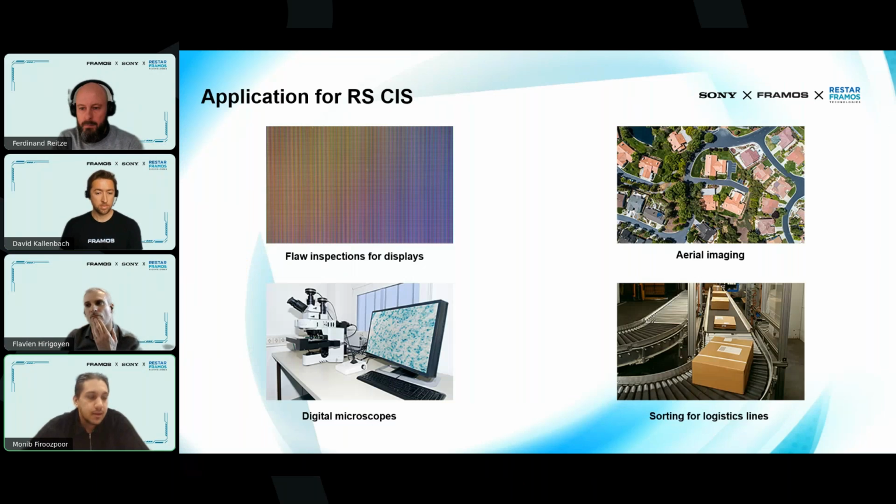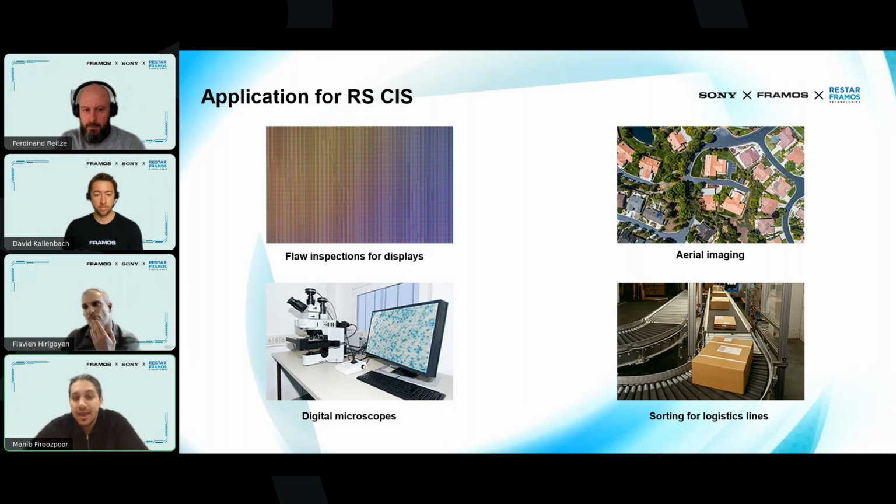Just a quick overview of what applications Sony industrial rolling shutter products will be targeting. These are just a few of the applications these products can cover, but it's a brief overview so you have an understanding of where these products are currently used. It could be in flow inspection for displays, large displays, or even small phone displays.